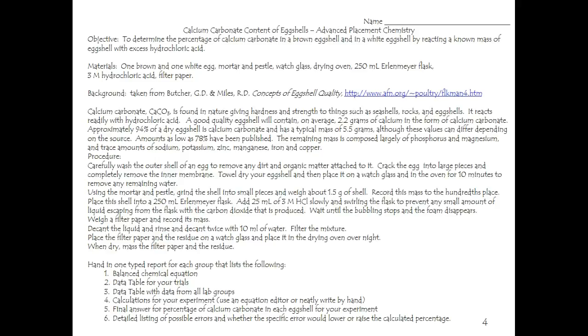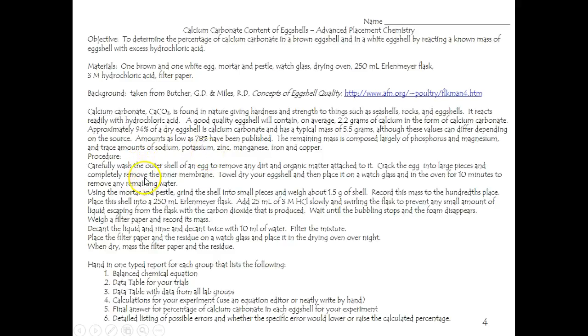Okay, so you can read this little background piece or not. Calcium carbonate is found in nature, and a good quality eggshell has about 2.2 grams of calcium in it. So eat the shell if you want to get your calcium. The typical mass of the entire thing might be 5.5 grams, but the amounts vary. Fine. We'll find out what the amount is in your particular egg.